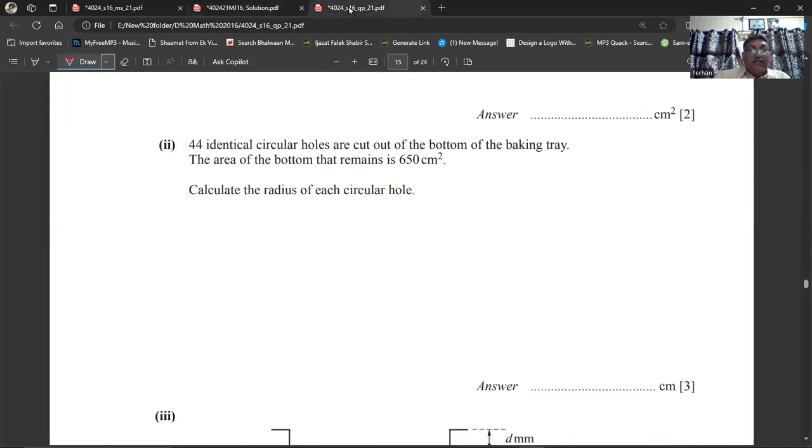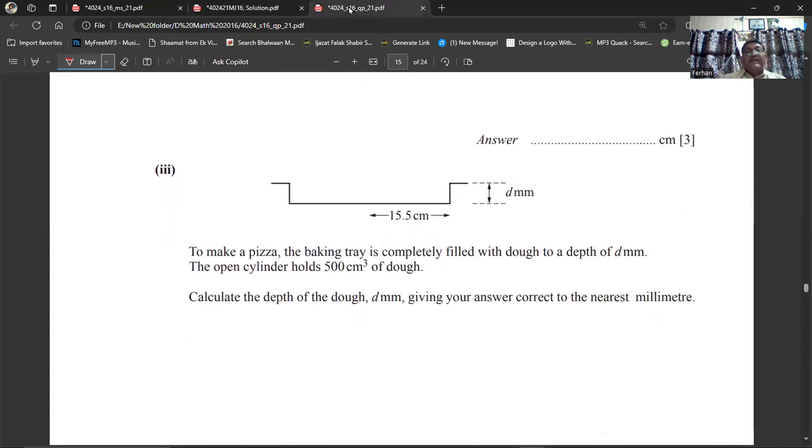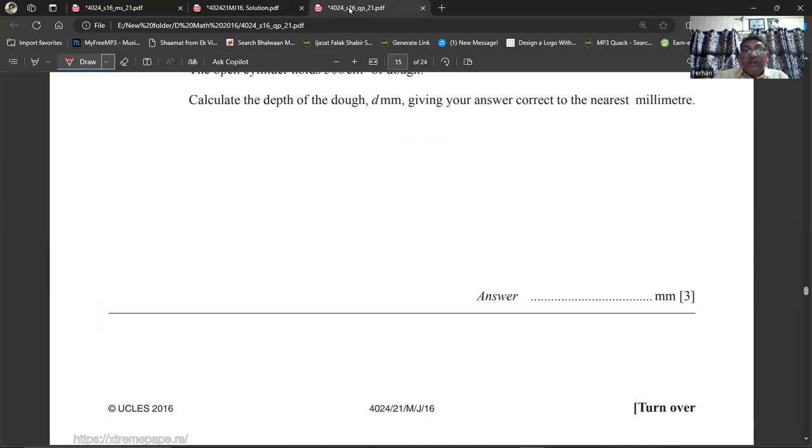So then we have question number 7, third part. He says, to make a pizza, the baking tray is completely filled with the dough to a depth of d millimeter. The open cylinder holds 500 centimeter cube of dough. Calculate the depth of the dough, d, in millimeter, giving your answer correct to the nearest millimeter.